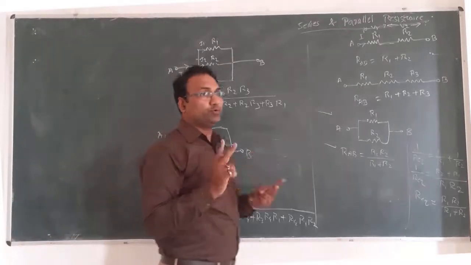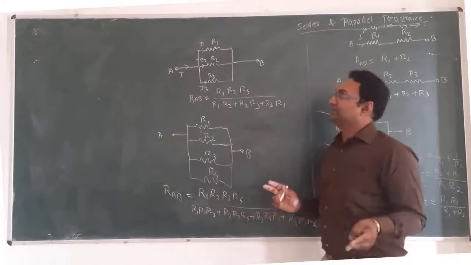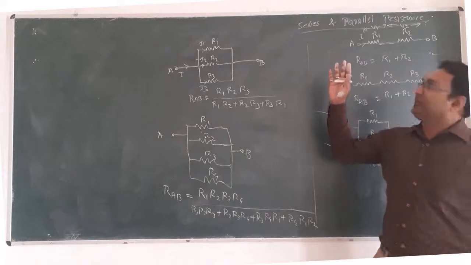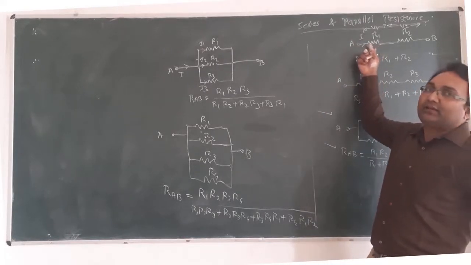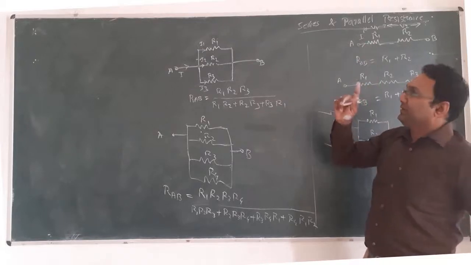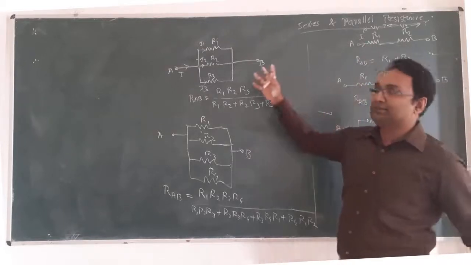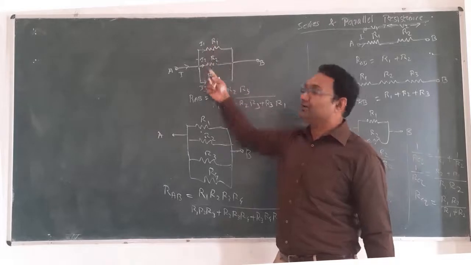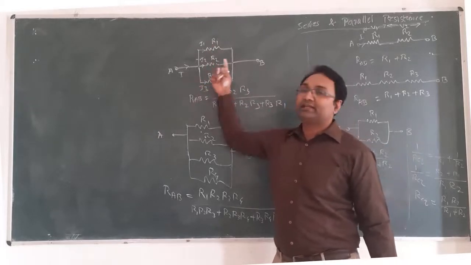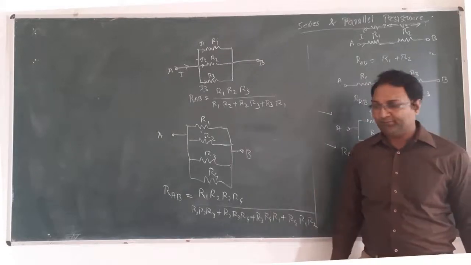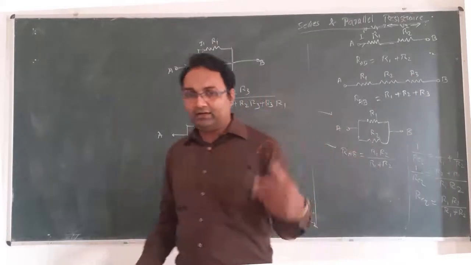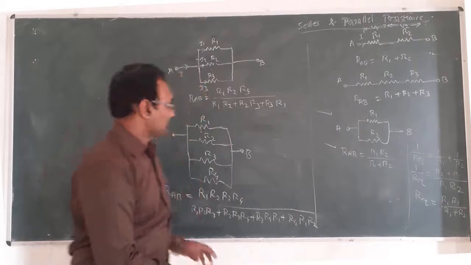So we have understood two basic things: if we consider a series circuit, then voltage will divide and current will remain same or constant. Whereas in a parallel circuit, the current will divide, whereas voltage will remain same across the two terminals. Right? Okay, fine. Let us see one numerical example of it.